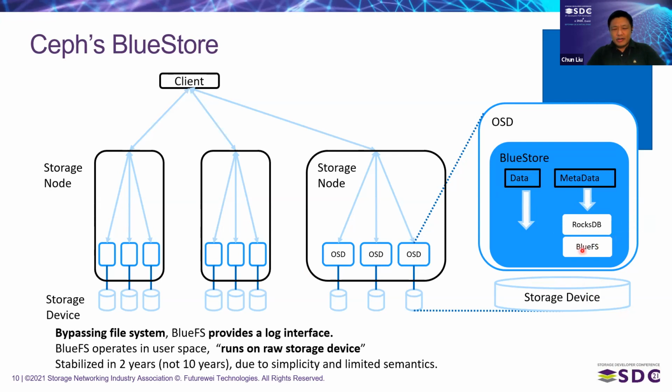This is where BlueFS kicks in. BlueFS operates in user space, turning a raw storage device into a log interface. Then everything will run on raw devices, bypassing the kernel file system. They claim twice the performance improvement, and the most impressive part is they stabilized the whole code base in 2 years, not the usual 10 years of a full-fledged file system, due to the simplicity and limited semantics.